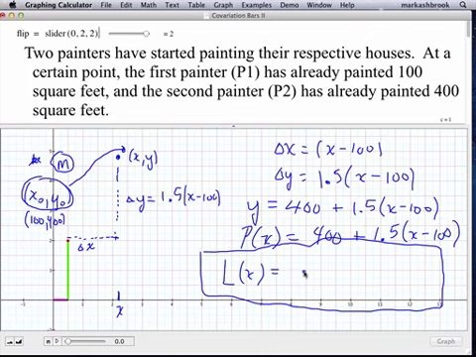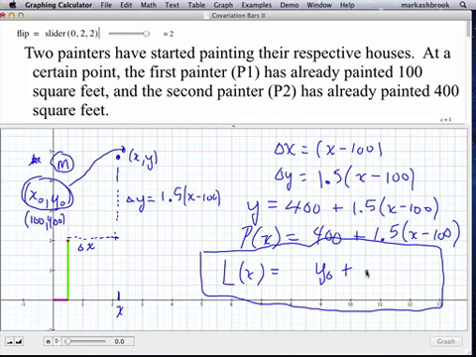So L of x would be y naught, the original value of y, plus the slope, which is your m. In general, what are we going to add to y naught? We're going to add the change in y. So it's the starting value of y, plus how much y changed. And how much did y change?